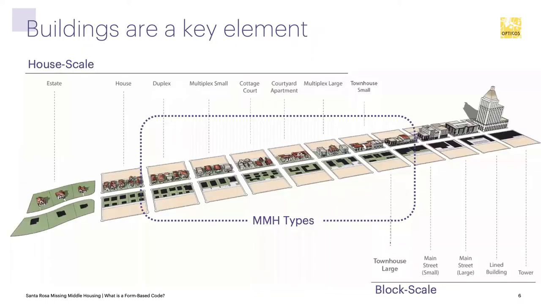Understanding this really helps you understand where missing middle, for example, fits into the overall spectrum of buildings. From the most rural and the largest property with the largest house out in the country to the largest tower you can think of in a downtown, that's the spectrum. And missing middle falls in the middle. And this is a really useful context to understand that, hey, we're talking about primarily house scale buildings with a couple of exceptions of the block scale at the smaller end of that spectrum.